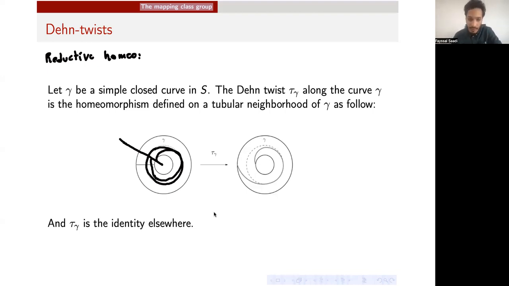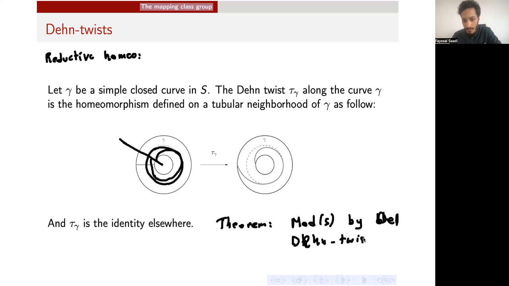And there is a theorem that you can generate the mapping class group by Dehn twists. You can take many curves, and in this way you can generate the mapping class group. And this is the important example of reducible homeomorphisms.